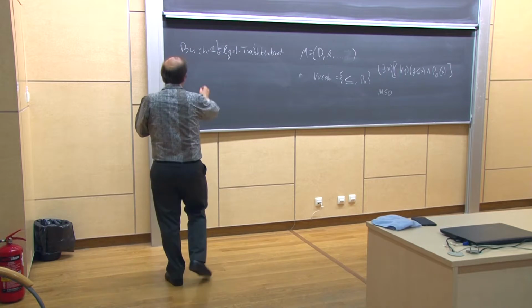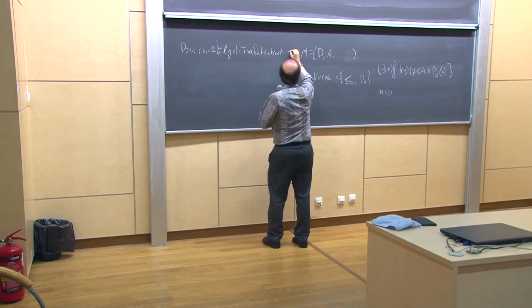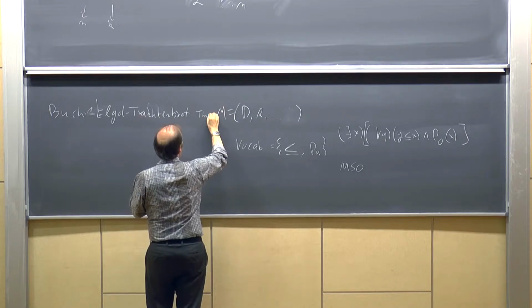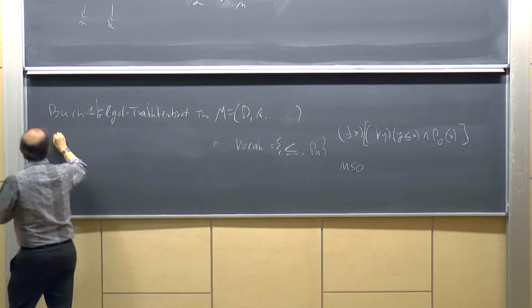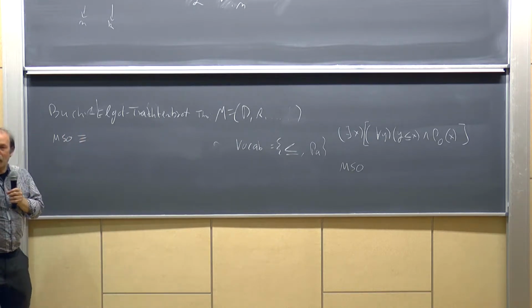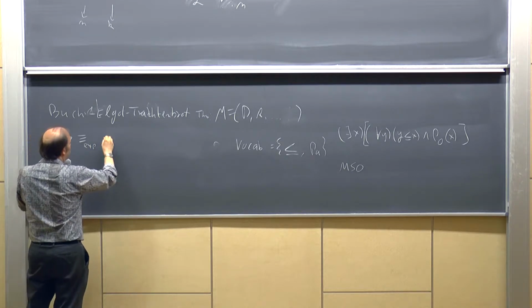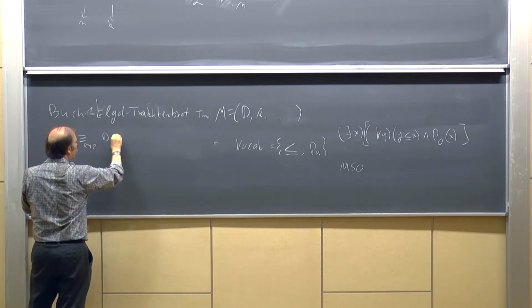So what is the theorem? This is the Büchi-Elgot-Trakhtenbrot theorem. And the theorem is that MSO is equivalent in expressive power to, let's say, DFA.